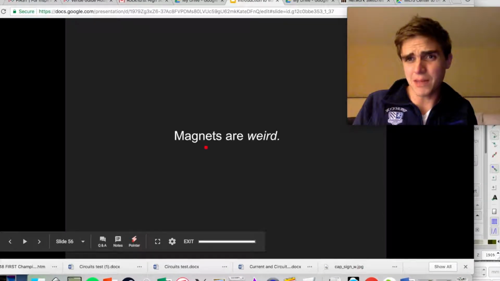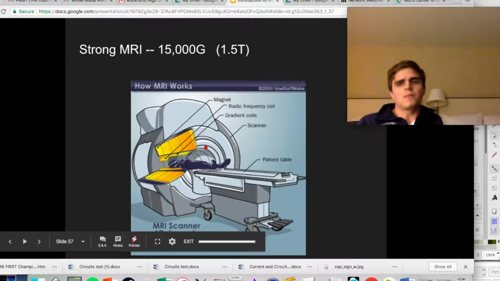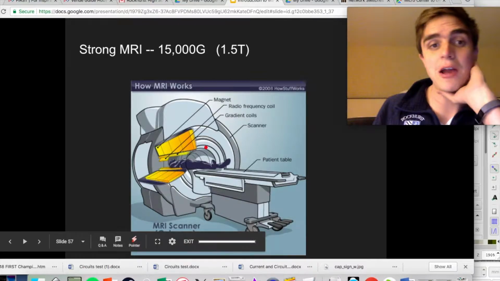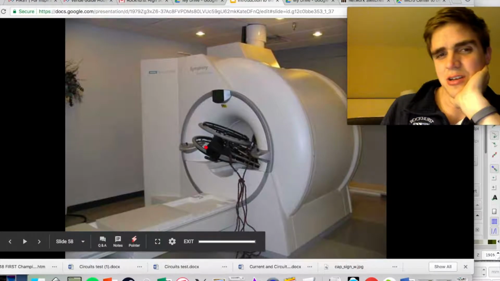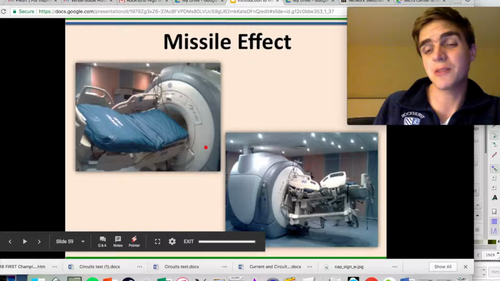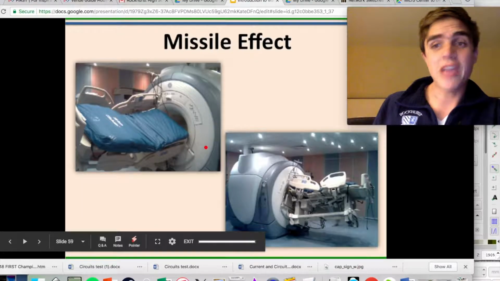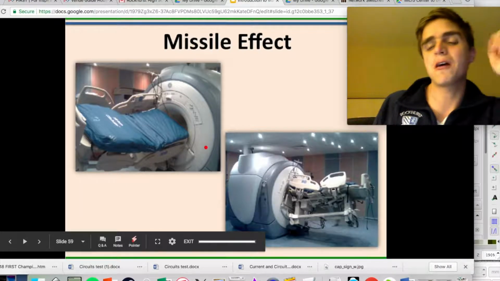And I want to point out that magnets are really different. Here we're up 15 times more, and we have a 1.5 Tesla magnet, which is an MRI magnet, which is strong enough to pull your wheelchair into it. It's terrifying. It's called the missile effect. It's actually responsible for killing someone every so often. You can't have magnetic materials in an MRI room. The magnets are crazy powerful inside of one.